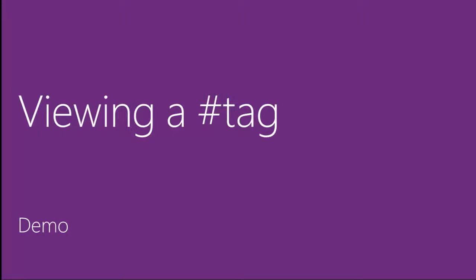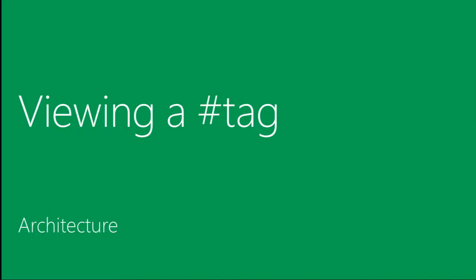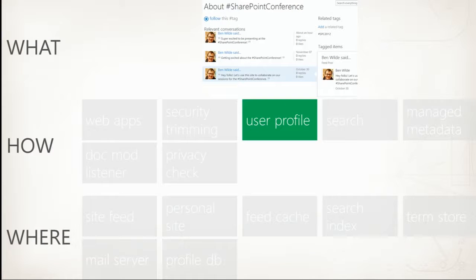So let me show you how that whole tag scenario works. When we go and search for the tag, the SharePoint conference tag, the first thing that happens is we look at the profile DB to see whether I'm following that tag or not. Because at the top, the first thing that loads is to determine whether it should say, follow this tag or stop following this tag. And it's an easy way to get back there.